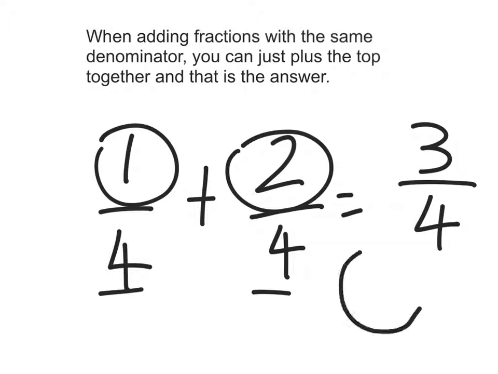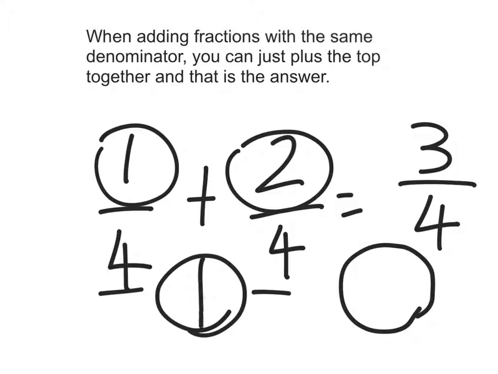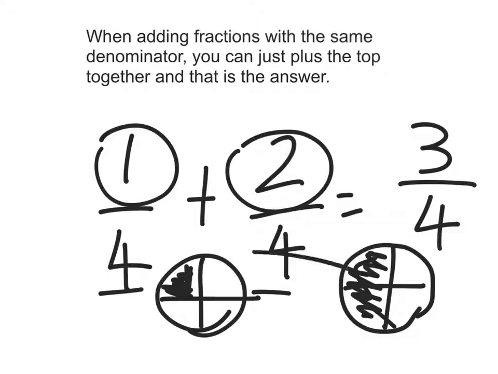The reason this makes sense is because if you had 2 cakes, and on this cake you had 1/4, and on this part you had 2/4, if you added them both together, you would have 3/4. So that's why this question makes sense. That's why we don't need to change the denominators.